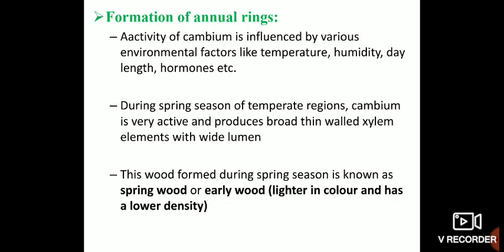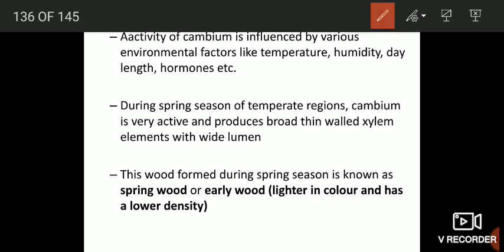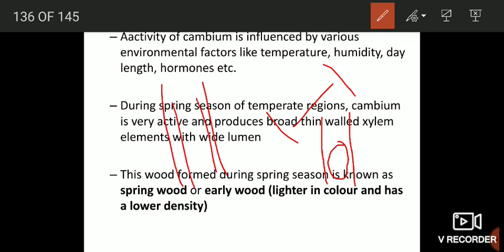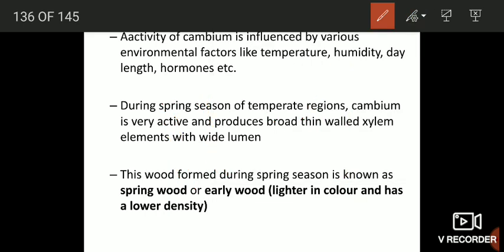Okay, and in this broad band of secondary xylem, the individual vessels have a wide lumen because in spring season there is a lot of water available in the soil and the plant needs to translocate this water to the shoots. That is why the individual vessels possess a wide lumen. Okay, this wood which is produced during spring season, this is known as spring wood or early wood.